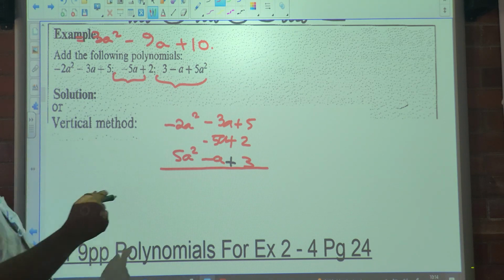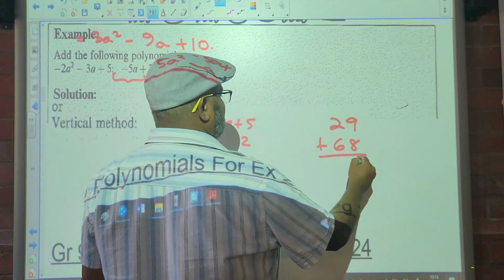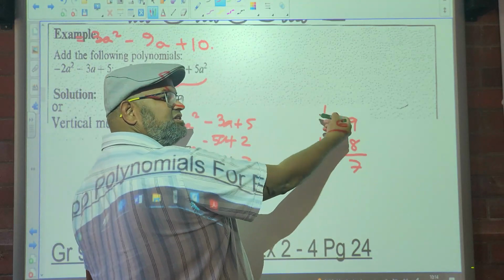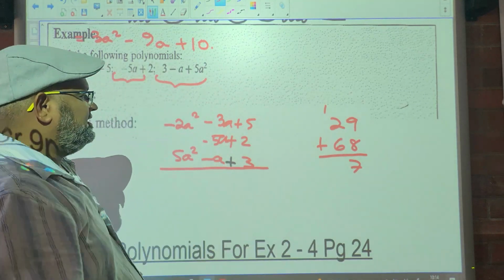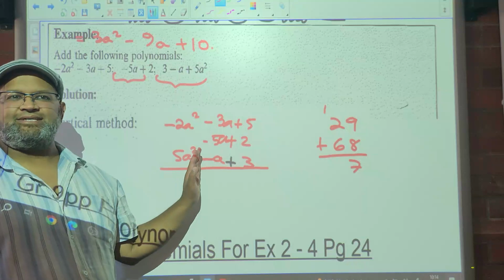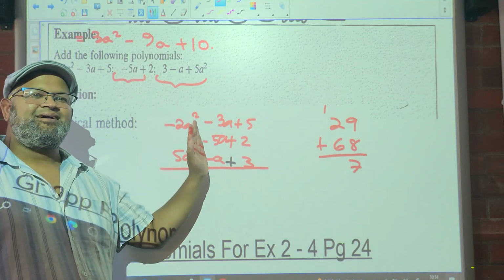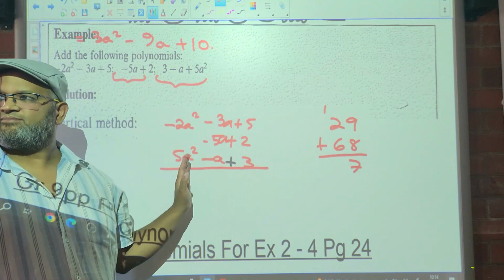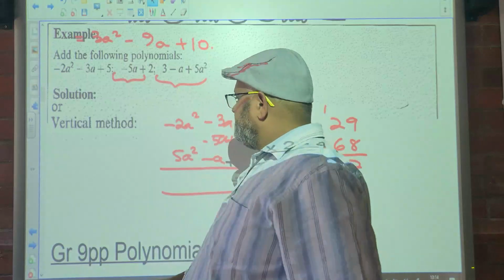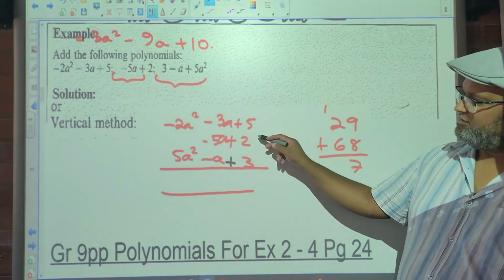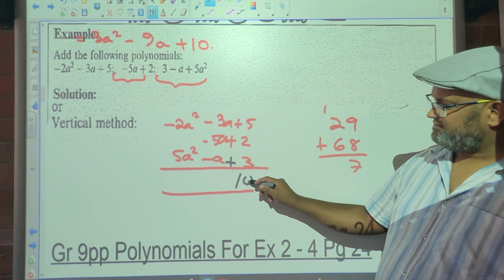But in this case, remember when we did vertical addition, you got 29 plus 68. That gave me 17. I carried 1. Can you see that? Which then gives me a 97. Now here, however, there won't be a carry. You all okay with that? Why? Because they are unlike terms. So what is 5 plus 2? 7. And 7 plus 2? 10.